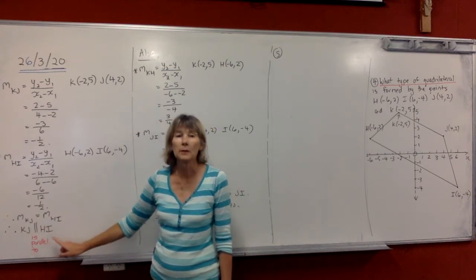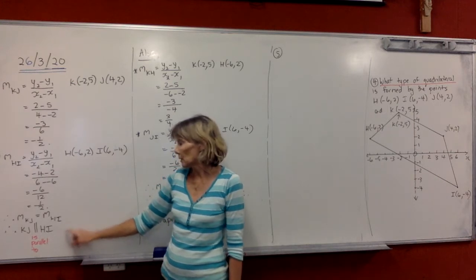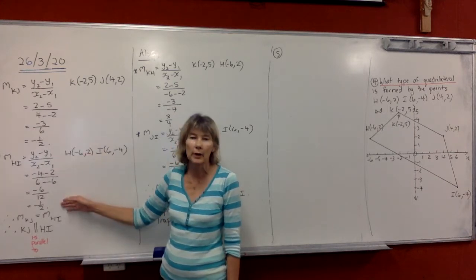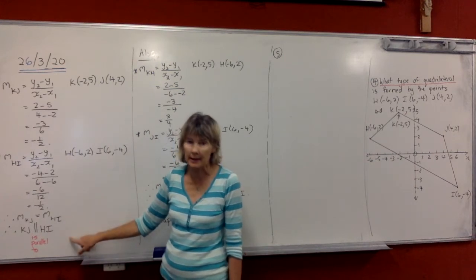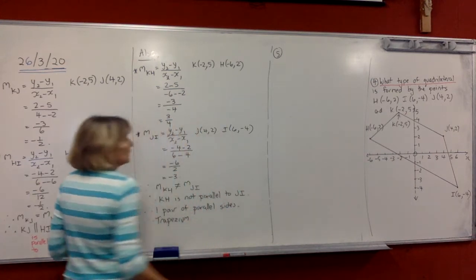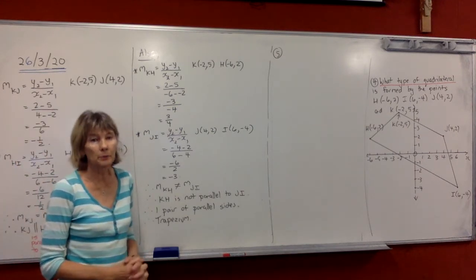That is a legal symbol for is parallel to, and you can use it. So don't just get the two gradients and go, yep, they're parallel. Make sure you say that the gradients are equal and then say that. Okay, now you might go, oh, well, that's it. We've got one pair of parallel sides, so it's a trapezium.